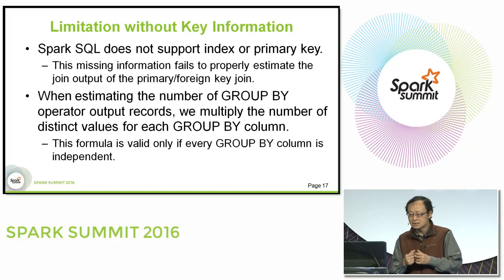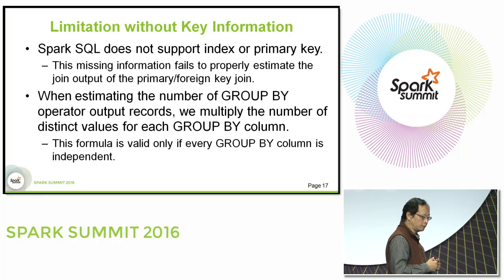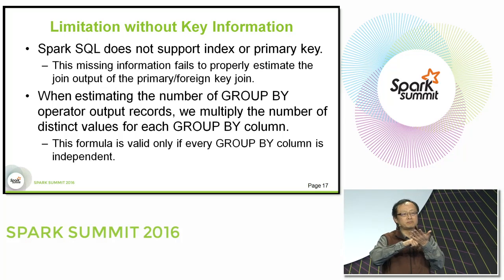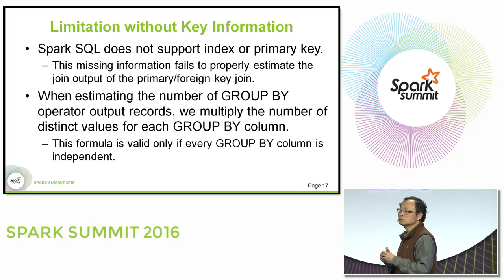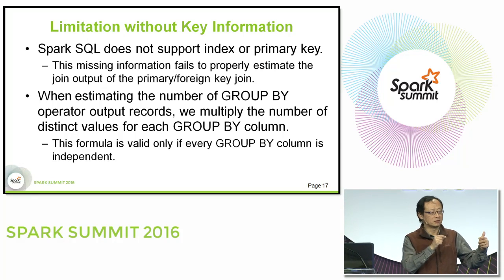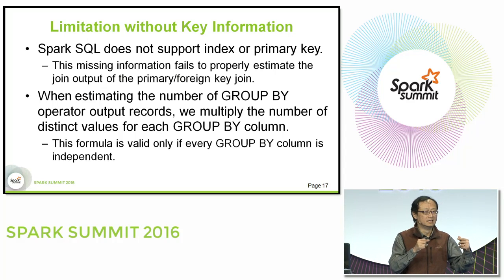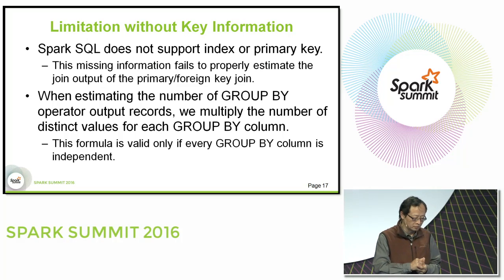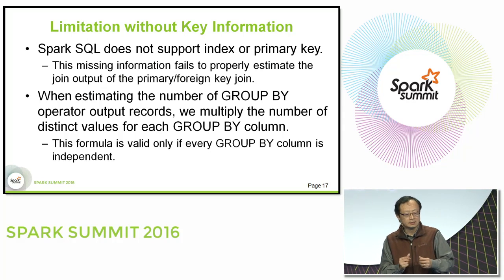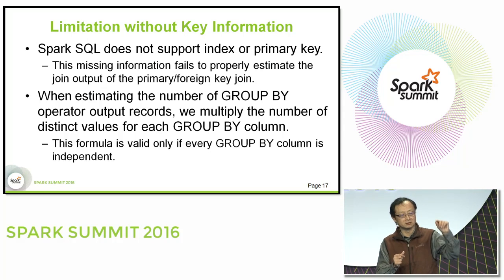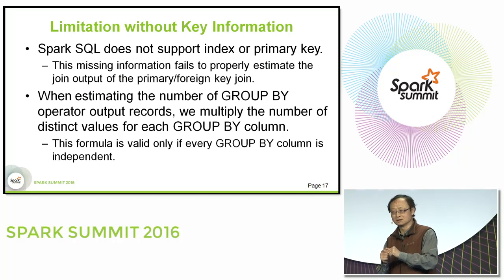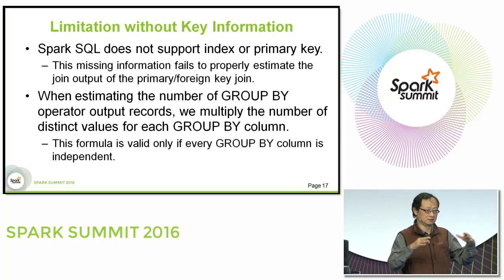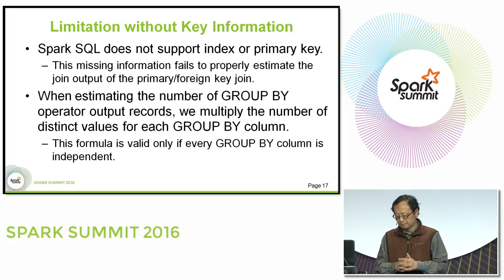Another thing is the group by operation. When you say group by C1, C2, and C3, if you do not know whether one of the columns is unique or a primary key, then when you try to estimate the output size of the group by operation, you will multiply the number of distinct values on C1 times the number of distinct values on C2, and then the number of distinct values on C3. Very often, you will get a huge number.